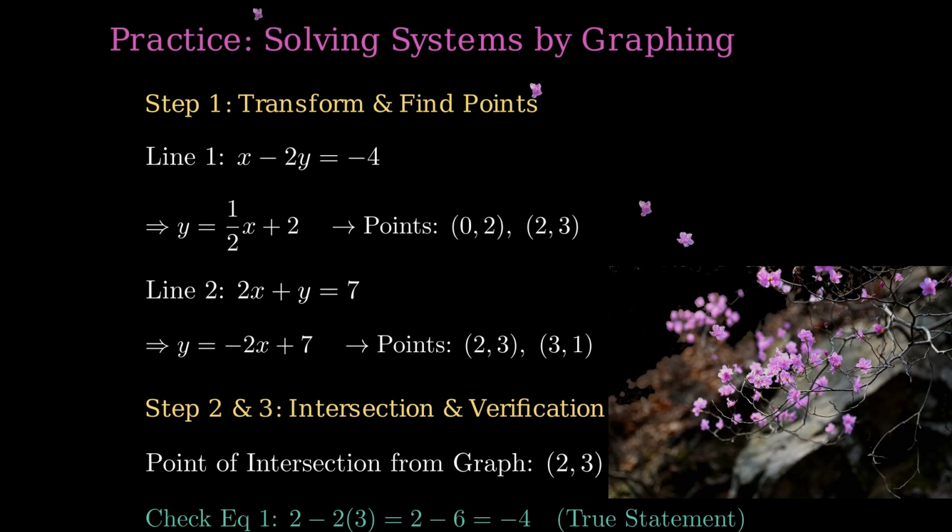In step 2, we plot them together and read the point of intersection, which is exactly 2, 3. Finally, in step 3, we substitute these coordinates back into both original equations to verify. Since both equations yield perfectly true statements, 2, 3 is our definitive solution.